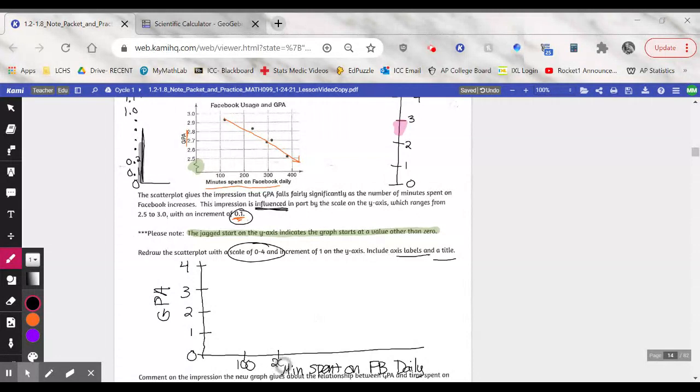100, 200, 300, and 400. And we'll do a title. We can keep it the same. Facebook usage in GPA. Okay. Last thing we want to do is plot our points. So looking at the first one, this one right here, that point is a little bit more than 100 minutes and it's close to 2.9. So a little bit more than 100 and it's going to be really close to 3.